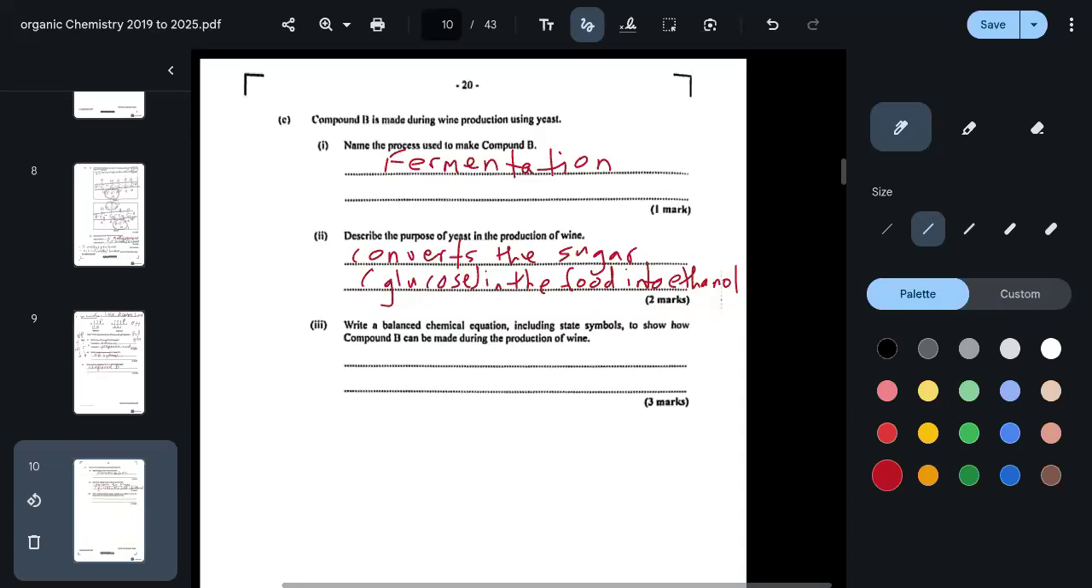All right, so the equation now, what would we start with for our equation? We start with which compound? Glucose, right? So remember, we are converting glucose. C6H12O6, and we're going to convert it to ethanol, C2H5OH. But we're also going to get carbon dioxide, the CO2.